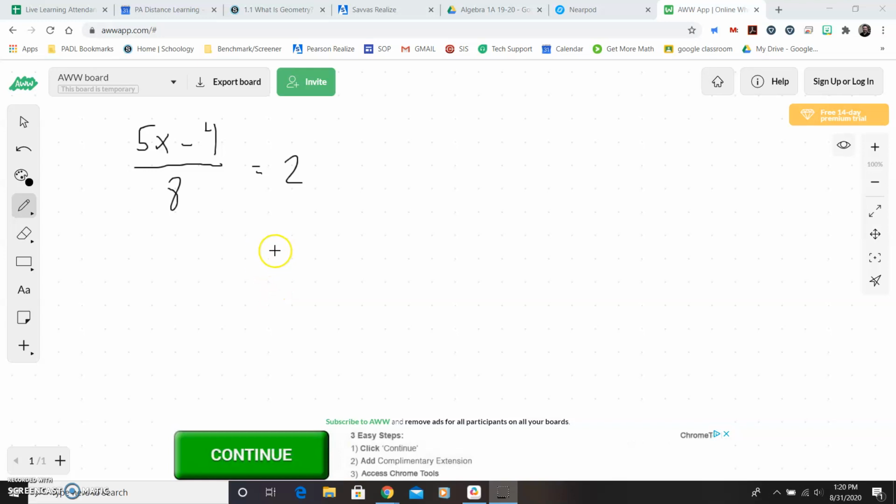Alrighty folks, I wanted to walk through this problem with you. It is a multi-step equation. There are three big steps that we want to do in order to solve it.